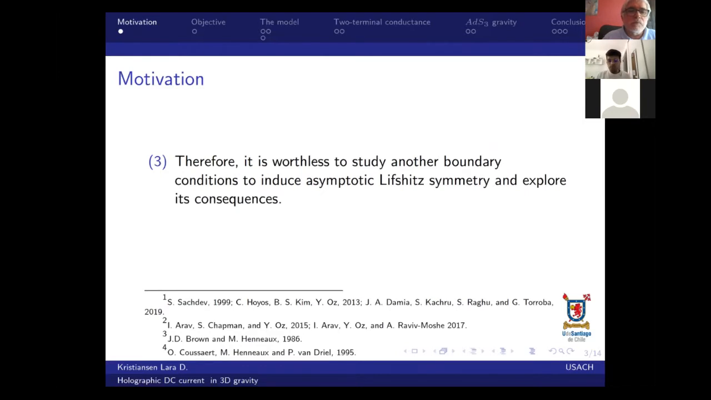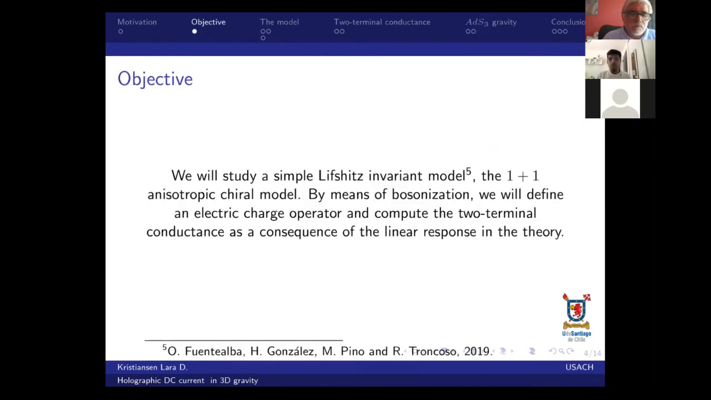So with the motivation defined, let us define our objective. We will study a simple Lifshitz invariant model, the 1+1 anisotropic chiral boson model. We are going to study the model in terms of fermionic variables, and we will define an electric charge operator and compute the two-terminal conductance as a consequence of the linear response of the theory. So now let us study the model.